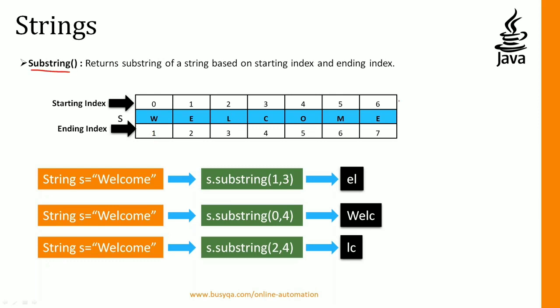Now observe this carefully. If you want to use this substring method, we need to pass two index values: starting index and ending index. Two parameters I need to pass.